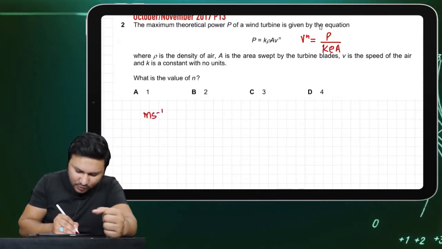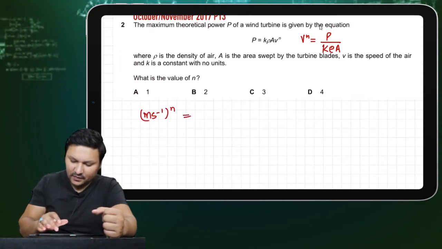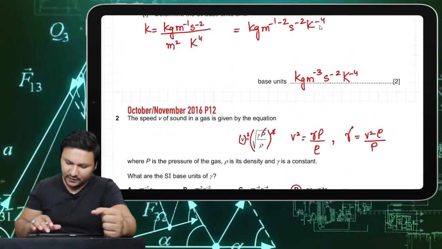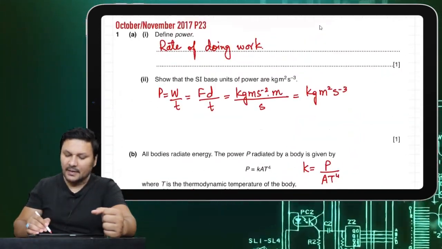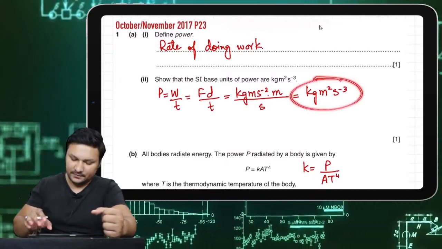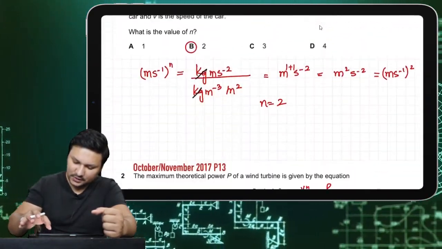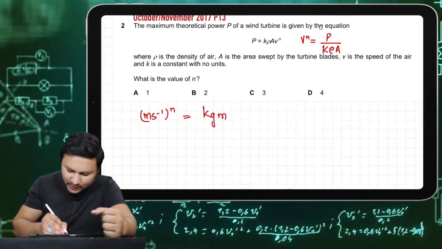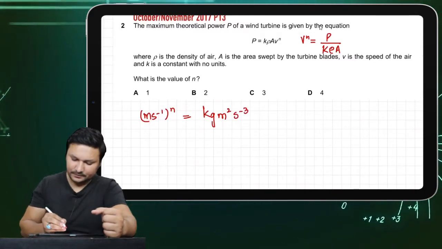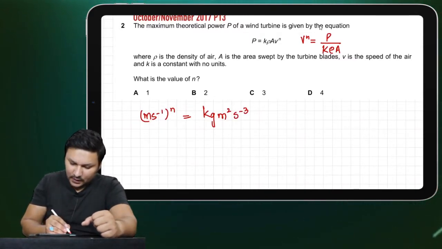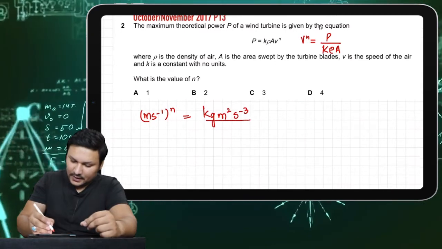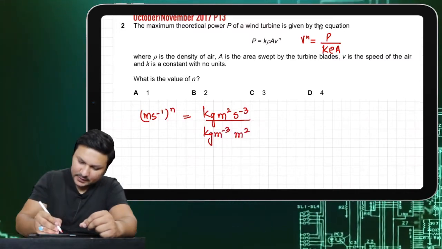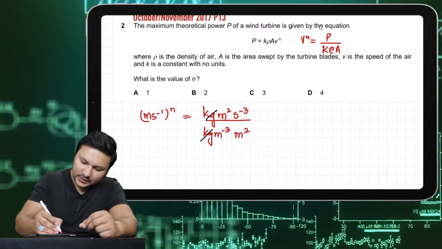And V is the speed, so m s minus 1. P is power. We have already found out the power in the previous question, and the base unit of power was kg m square s minus 3. So let's put these units as it is. Kg m square s minus 3. Now, upon k has no unit and rho has a unit of kg m minus 3 and area is m square. Let me cancel kilogram with each other.